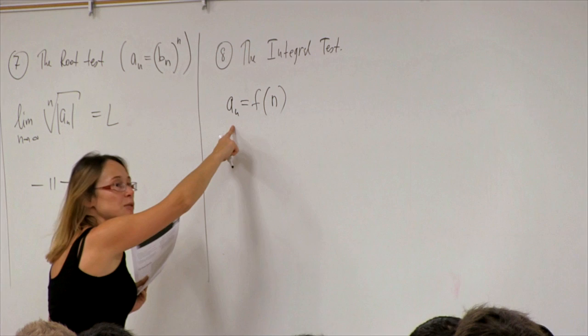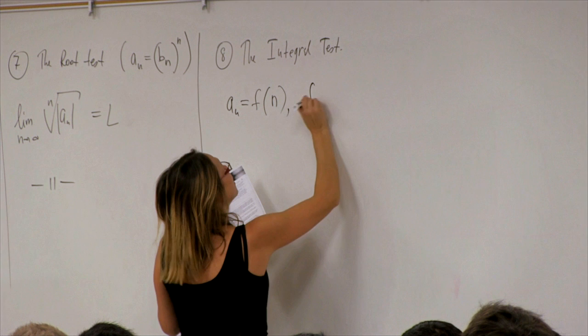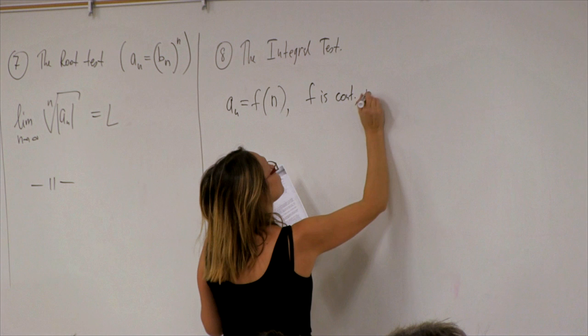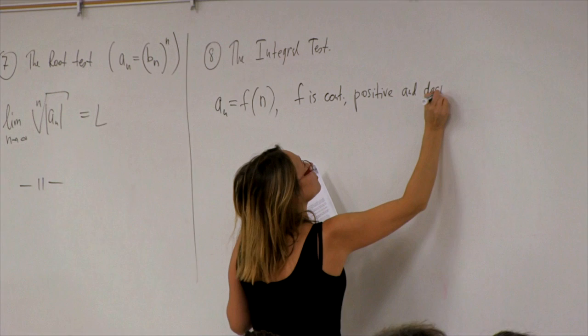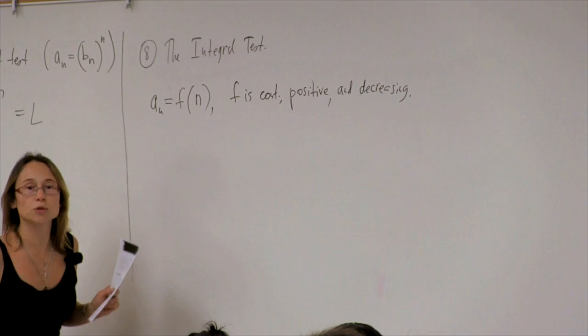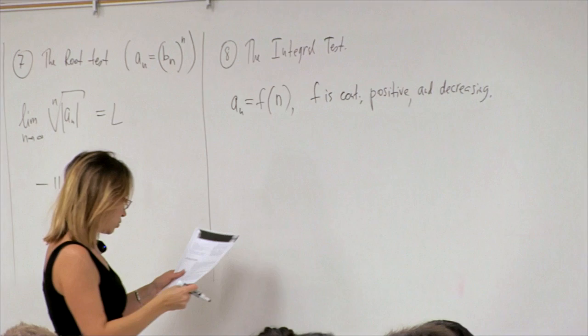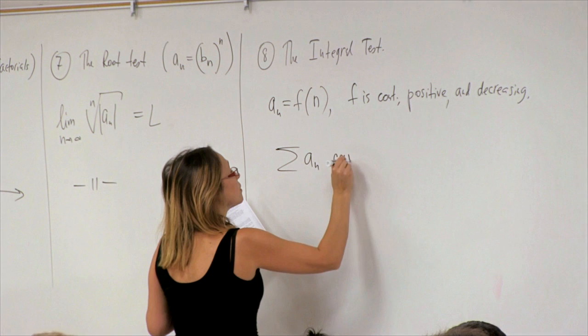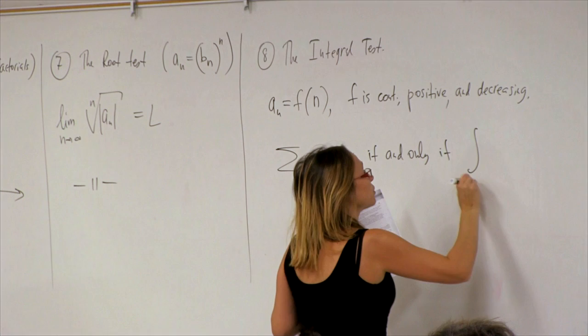So let's suppose that I can express a_n as this function, and f is continuous, positive, and decreasing. So three things that I have to check for the function f. Most of them are continuous. And these two are usually easy to test. So then the series converges if and only if the integral of the function converges.